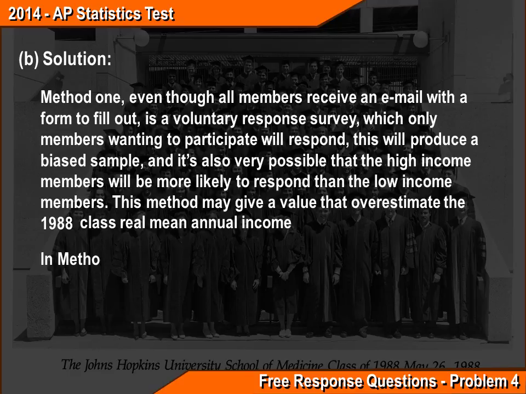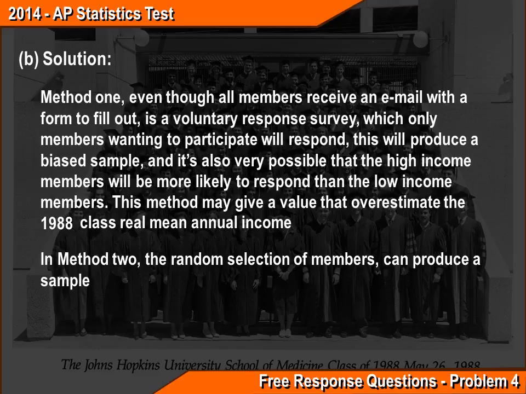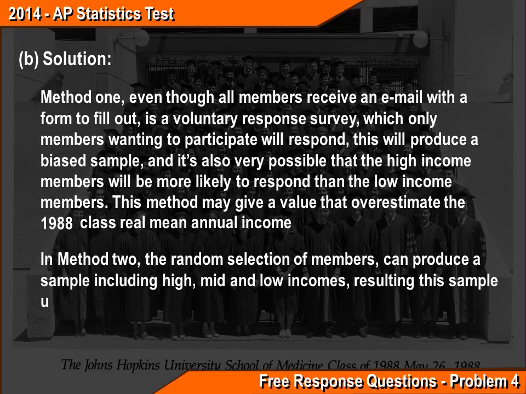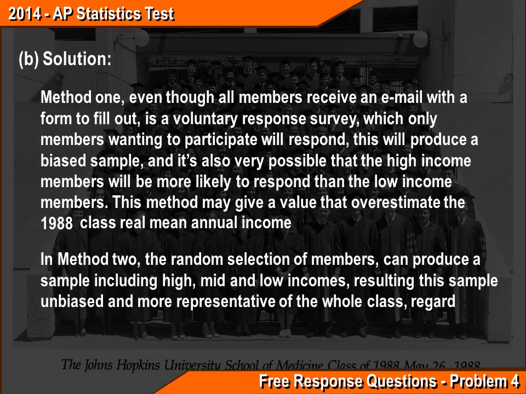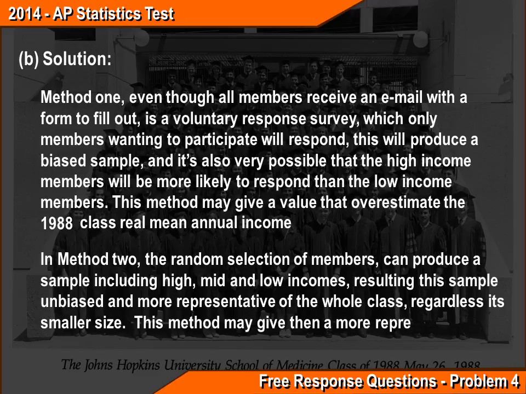In Method 2, the random selection of members can produce a sample including high, mid, and low incomes, resulting in a sample that is unbiased and more representative of the whole class, regardless of its smaller size. This method may then give a more representative 1988 class real mean annual income.